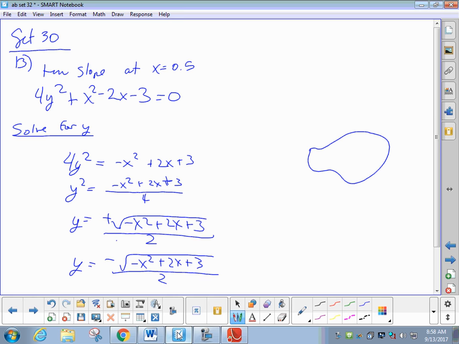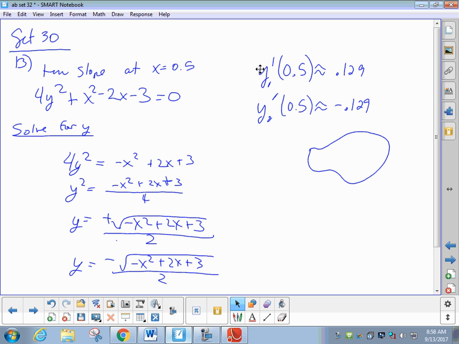So as far as notation, I would say y1 prime at 0.5 is roughly 0.129, and y2 prime at 0.5 is roughly negative 0.129. Does that make sense? Does that go okay? So be able to solve for y, including completing the square, which we didn't have to do here, but also then use the calculator to find the slope at a point by taking the derivative. Cool?